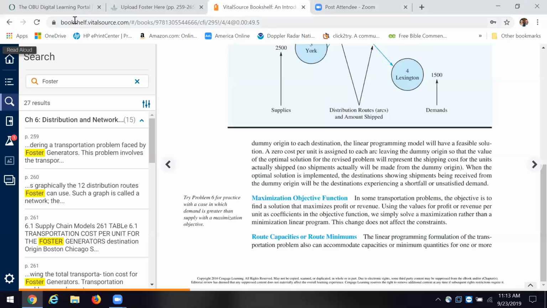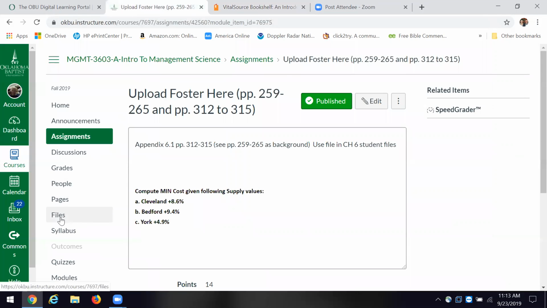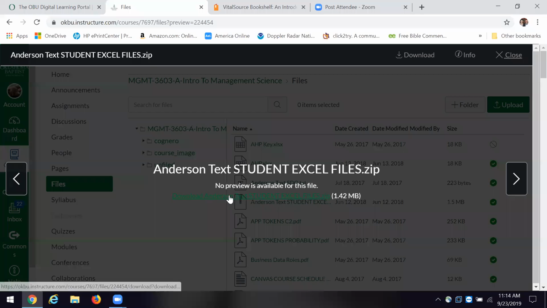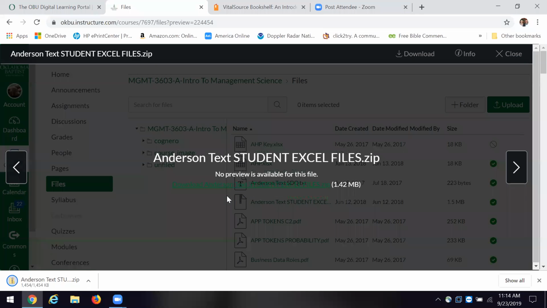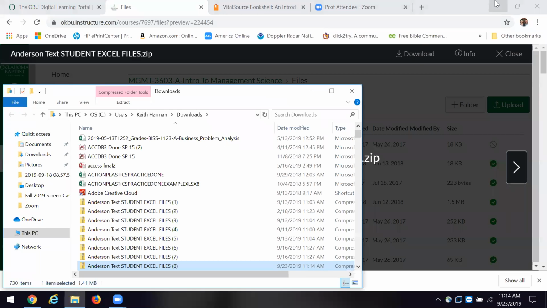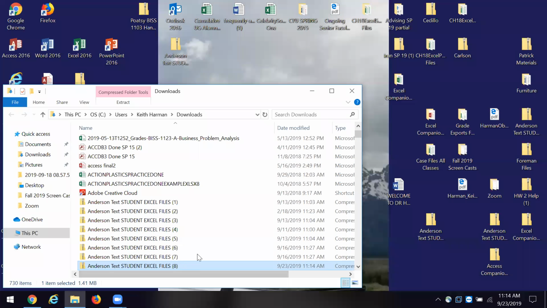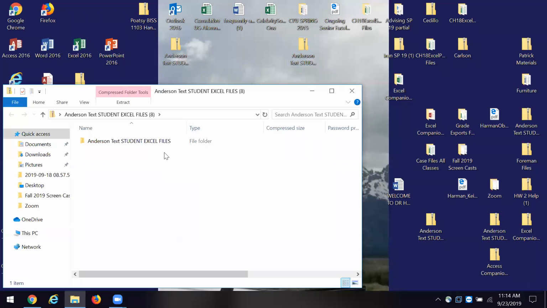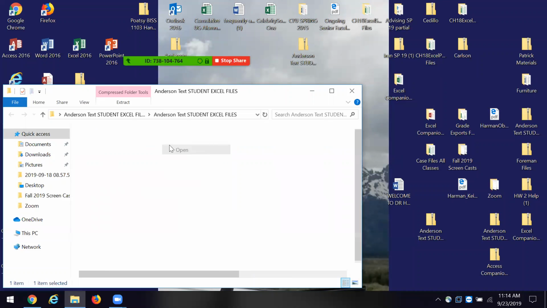Now, in the Foster, let's go over here and let's go to the files. And we'll go over and we'll find the Anderson text students Excel files, and let's download Foster and look at it in Excel and see what it looks like. So let's grab that. And we'll throw it down there. Obviously, I've got 9 million of them. And we'll open this up and we'll go into chapter 6 and take a look.